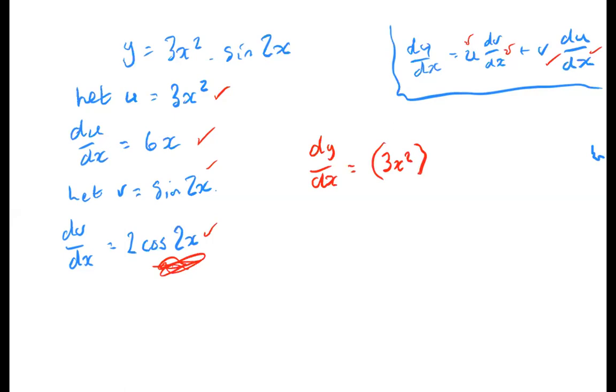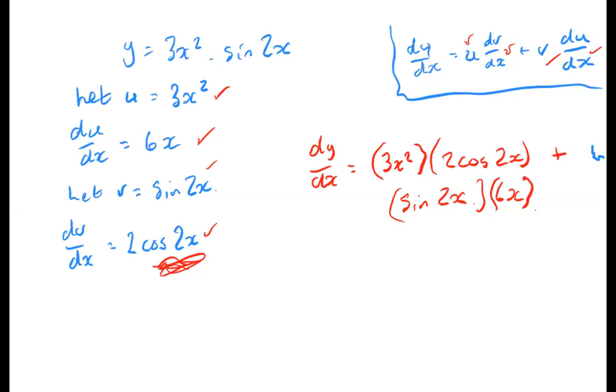Times dv by dx. So that's times 2 cos 2x. And then we've got a plus sign. I'm going to put 9 underneath because I'm running out of room. We've got v, which is sine 2x. And that's multiplied by du by dx, which is 6x.